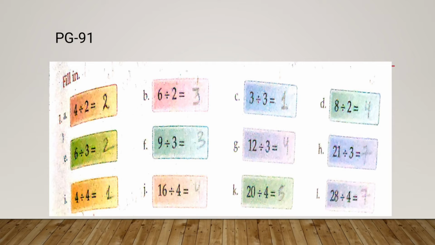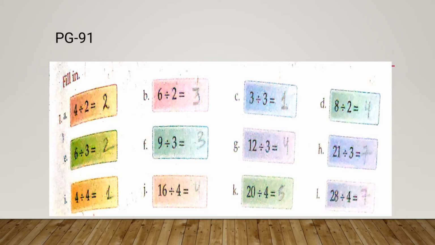Now children, let us practice some questions given on page 91 of your maths book. Question 1. Look at the first part. 4 divided by 2 is equal to dash. Children, here you have to find out how many times 2 is 4. So children, for this you will read the table of 2 until you get 4.